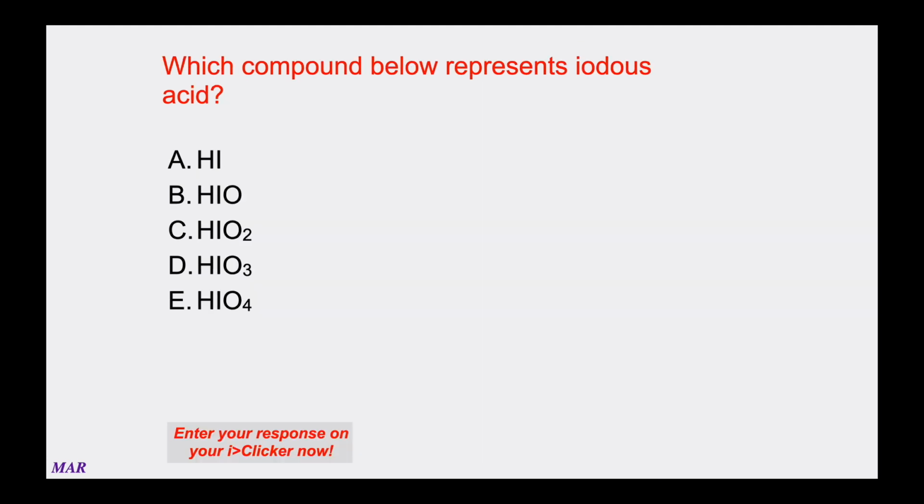Here are 5 compounds, and I'd like you to tell me which of them represents iodous acid. Now, all of these compounds are acids, and H is listed first, and all of them have iodine in them, but only one of them is iodous acid. See if you can figure this out. Pause the video, and when you have an answer, then unpause the video, and we'll talk about the actual answer.